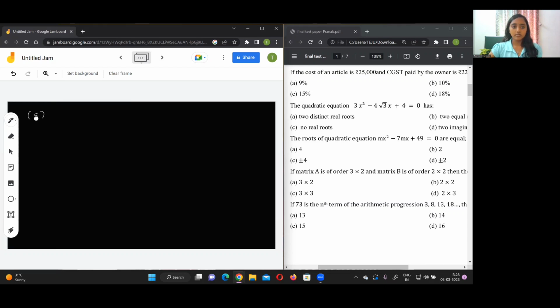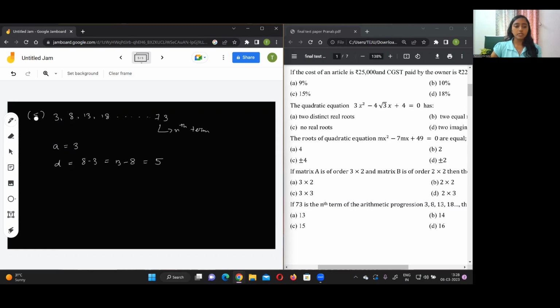If 73 is the nth term of the arithmetic progression 3, 8, 13, 18, ... at some point 73 comes. This is the nth term, right? What they're asking you is, what is the value of n? So a is equal to 3, and d is 8 minus 3, which is equal to 13 minus 8, which is equal to 5.